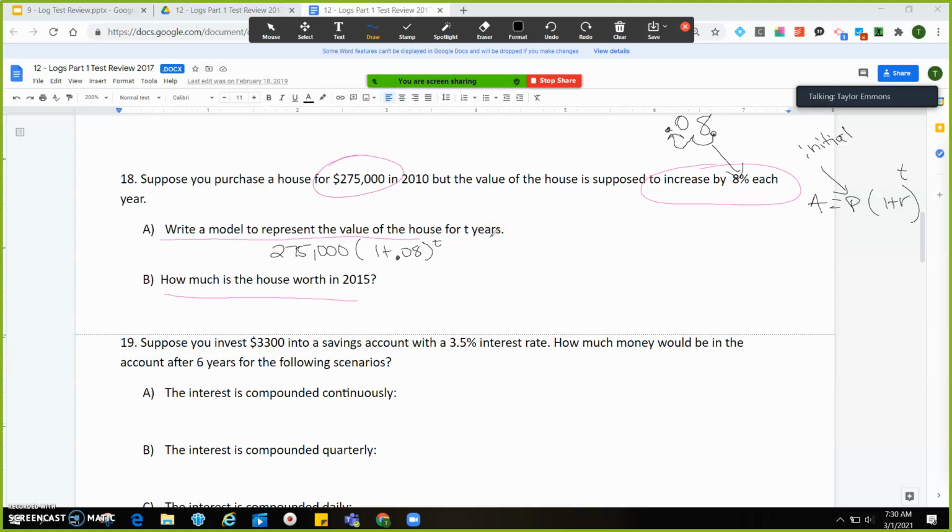Now it asks how much is the house worth in 2015, okay? So in order to figure out how much the house is worth in 2015, I would plug in 5, because between the years of 2010 to 2015, there were 5 years. So I'm going to plug in $275,000 times 1 plus 0.08 raised to the 5th power. And then I'm going to go into my calculator, and I'm going to say 275,000, 1 plus 0.08 raised to the 5th power. And that's going to give me 404,065.22.